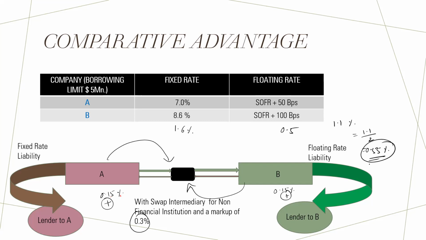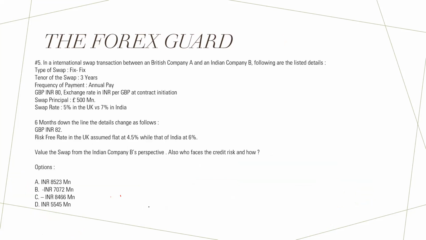So effectively, the advantage will reduce. The advantage will reduce for each party, which was earlier 0.55. Now, because of this swap intermediary, it will become 0.55 minus 0.15, so 0.4. Each party will now settle for a 0.4 swap advantage only and pay this 0.15 fees to the swap intermediary, as the case may be. Okay, this is the whole kind of exercise that can actually come in your exam.